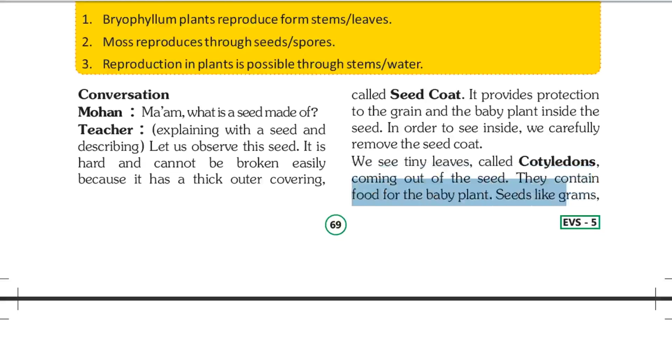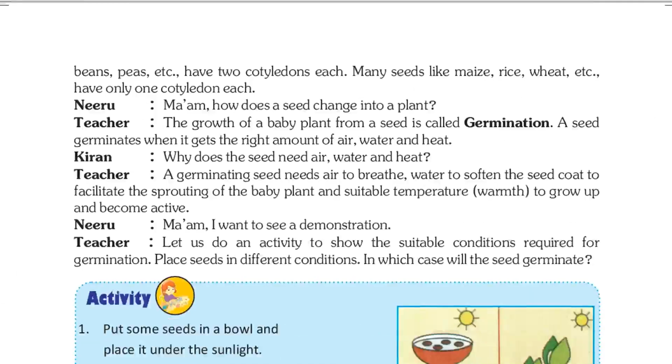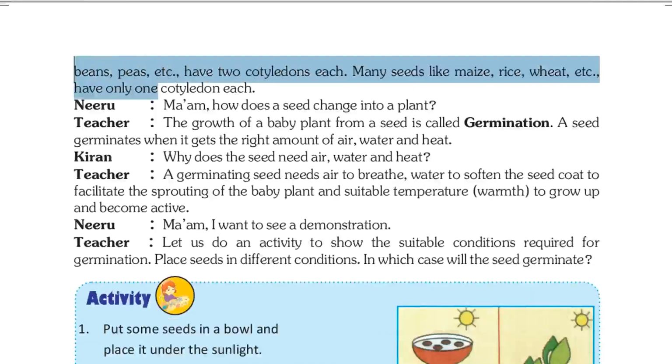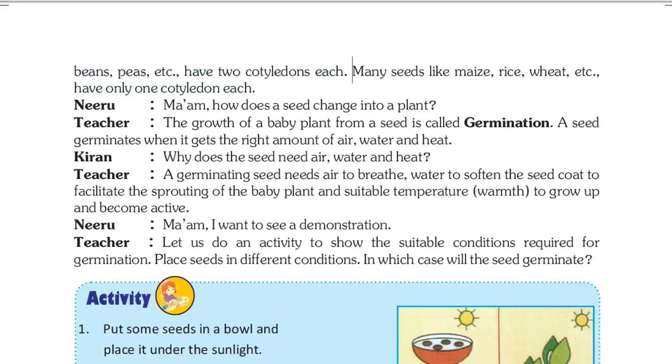Seeds like grams, beans, peas, etc. have 2 cotyledons each. Many seeds like maize, rice, wheat, etc. have only 1 cotyledon each.